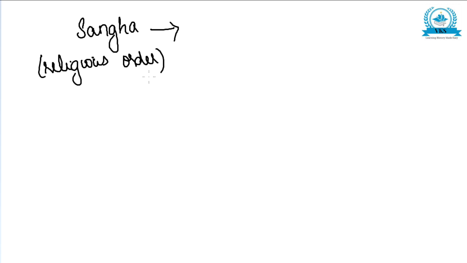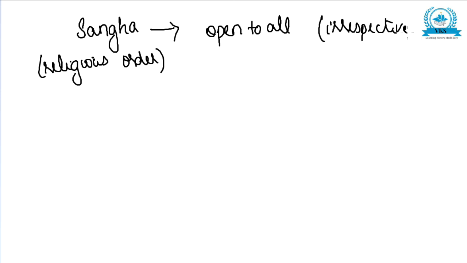Now Gautama Buddha also organized the Sangha. Another important contributor to the spread was the Buddhist Sangha, the religious order of Buddhism. The doors of the Sangha were open to all, irrespective of caste, creed and sex. Men and women from any caste could join the Sangha.